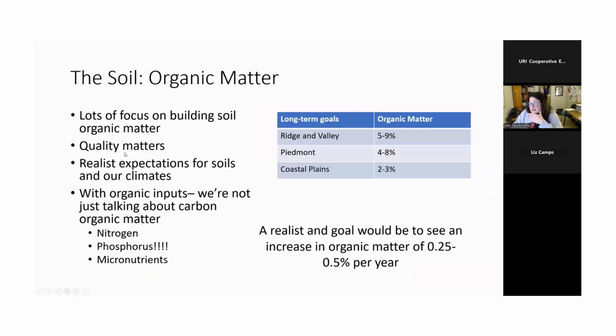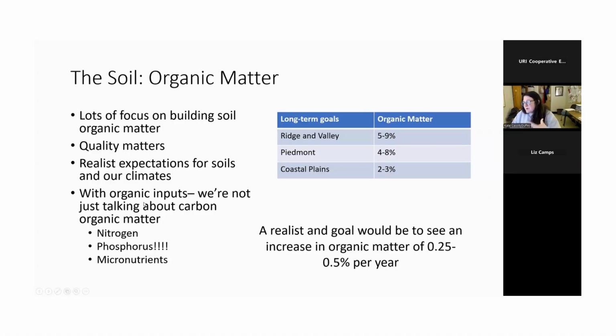Okay, so in organics, we have lots of focus on building soil organic matter, but I think a lot of the times we think about increasing soil organic matter to the point where we aren't concerned about quality and also reasonable expectations of what a soil in your region should be, right? So taking into account organic matter building, maybe more so than looking at a percent of organic matter you're trying to hit.